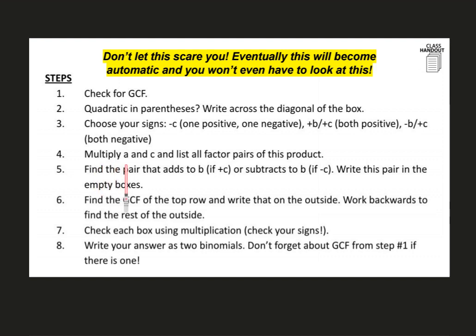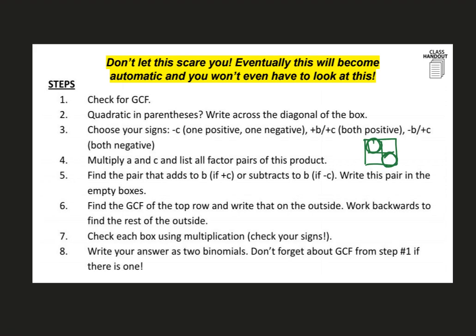Then in order to choose what goes inside the box, we have to multiply A and C, and we're going to list all the factors of this product. Then, in order to choose which one we use, we have to find the pair that adds up to B, because this is what's going to go in the two empty boxes, because we know that the x squared term is going to go in the top left-hand corner. Hold on, let me draw this out. Right, we know what goes here, that's going to be our x squared term, and this is our constant term. So to figure out what goes in these boxes, that's what we're going to use step 4 and step 5.